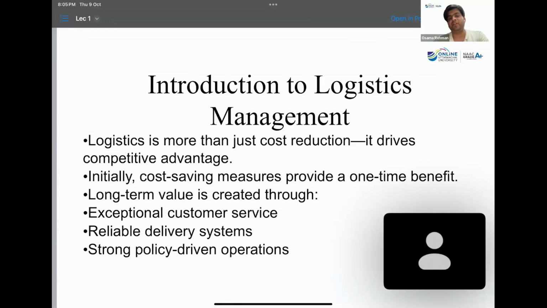Now coming to the importance of logistics in business: it reduces operational costs. Basically efficient logistics lowers transportation and storage expenses. It improves customer satisfaction, like timely delivery increases customer trust. It enhances competitiveness, like better logistics can become a key market advantage. It supports global trade. Efficient logistics is crucial for import and export operations. It facilitates supply chain coordination, it keeps production, distribution, and sales aligned.